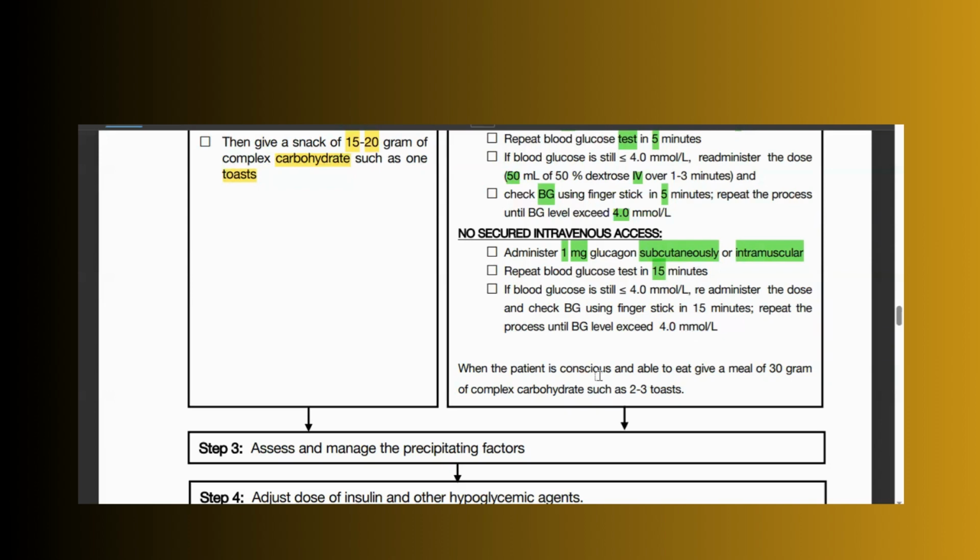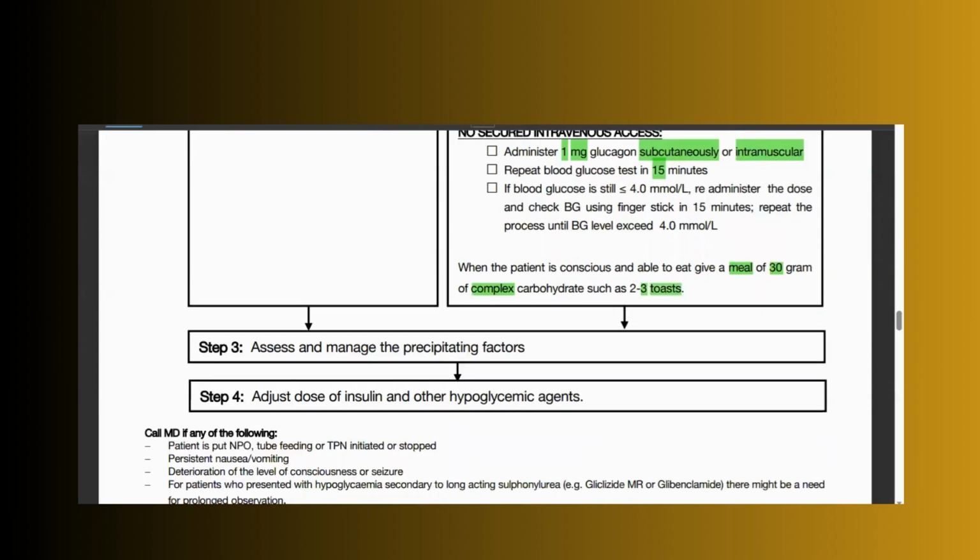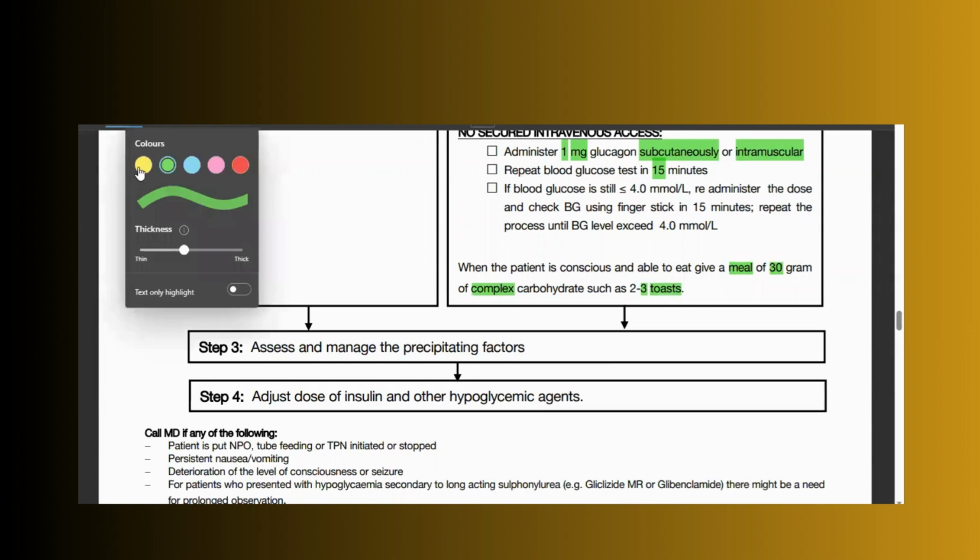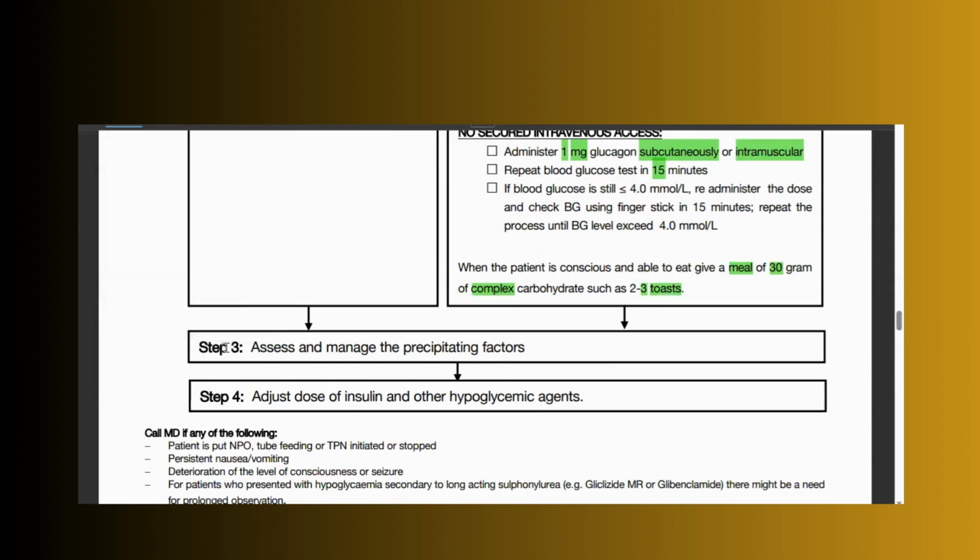When the patient is conscious and able to eat, give a meal of 30 grams of complex carbohydrates such as 2 to 3 toasts. Step 3. Assess and manage the precipitating factor. Step 4. Adjust the dose of insulin and other hypoglycemic agents.